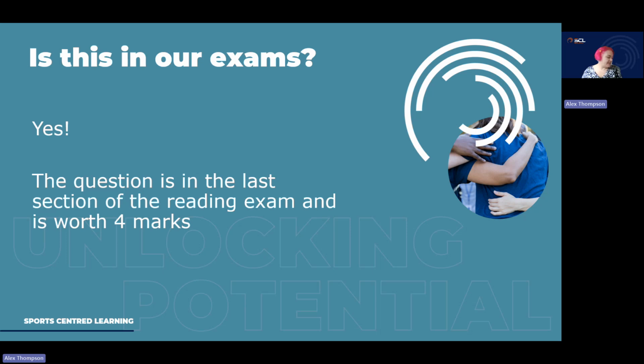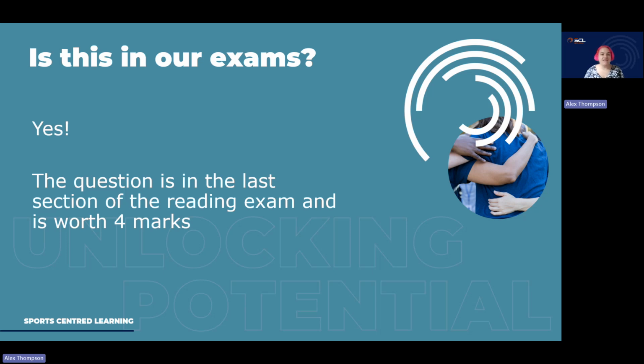So is this in your exams? I'm afraid so. The last section of the reading exam is worth 7 marks and only includes 2 questions. So it stands to reason that those questions are going to be worth a few more marks. The last question on the exam is worth either 3 or 4 marks, depending on the paper that you're sitting. Now, considering you only need 16 marks in order to pass the exam, this is a really good place to be trying to build those extra marks.